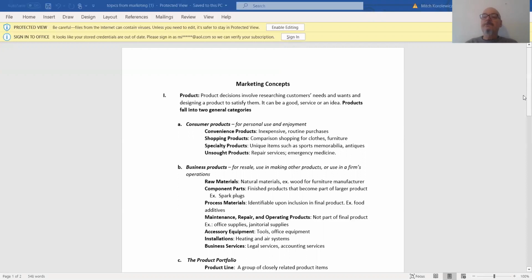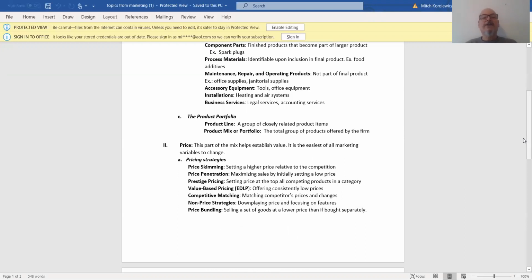There is also, if you remember, we talked about product portfolio. Product lines are a group of closely related product items, and a product mix or portfolio is the total group of products offered by the firm. And we had some neat PowerPoint slides about that, and we had some good discussions in class about product portfolios, product lines, and product mixes. So that's product. Remember, consumer or business product could be tangible, intangible, or an idea.